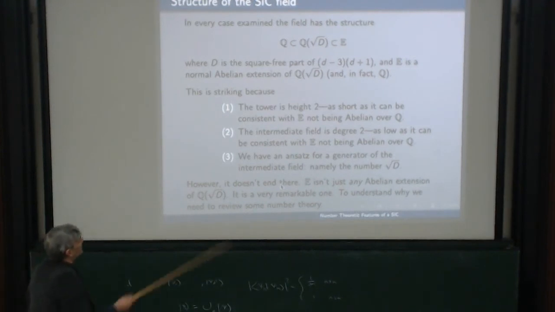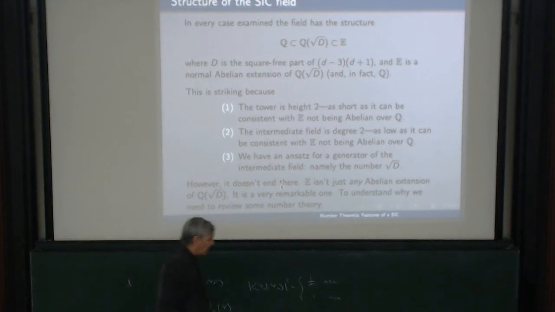Okay. So that's all a lot simpler than one had any right to expect. It gets better because E isn't just any abelian extension of Q of root D. It's a very, very special one. Extremely.